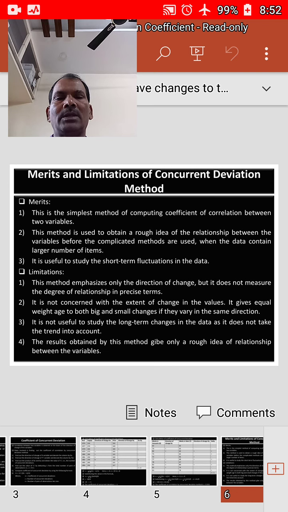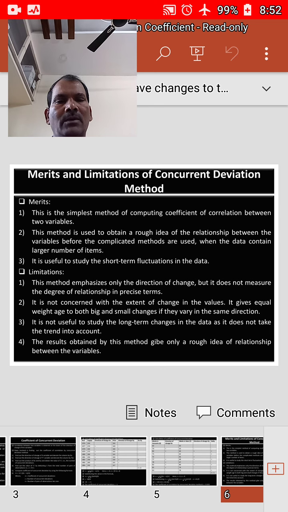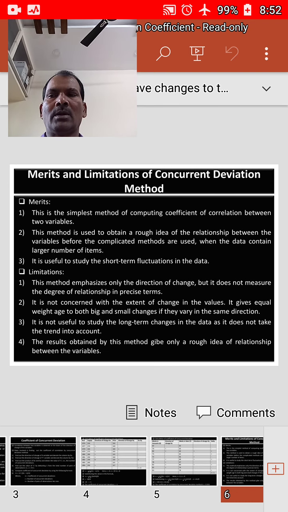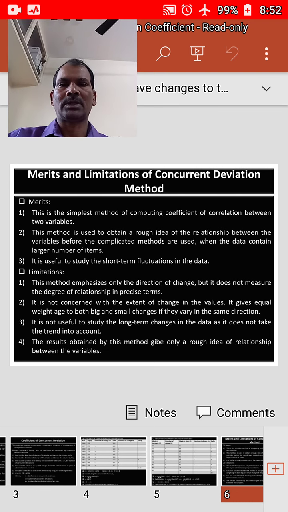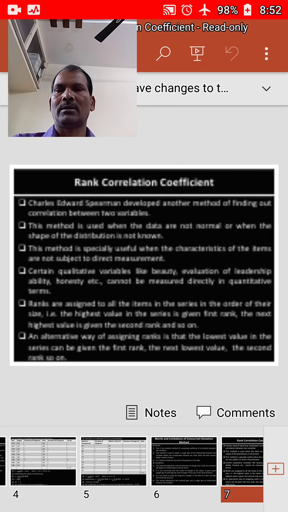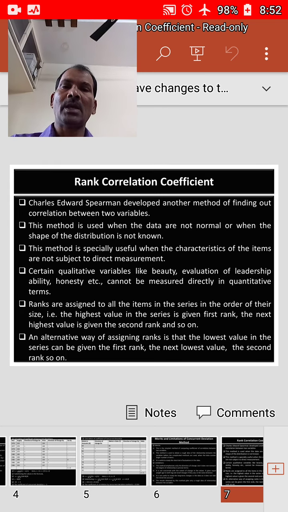The fourth one is the results obtained by this method give only a rough idea of the relationship between the variables. Between the variables only we will get a rough idea of the relationship, but we don't know the actual impact that it has in the given problem.